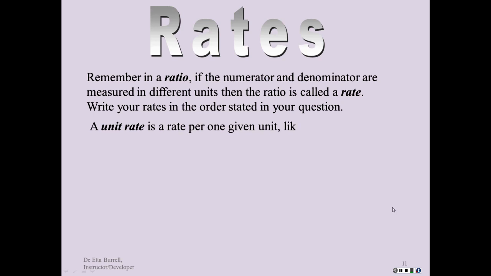Now, sometimes you might see the terms unit rate. When they say unit rate, they want you to give them the amount per one item. So questions that say 60 miles per 1 hour or per hour is a unit rate because you're doing it based on one.